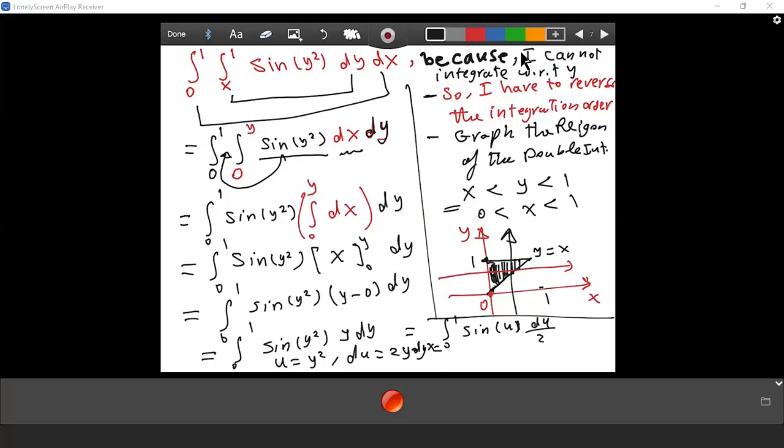You have half outside. What is the integration of sine? It is minus cosine. And instead of u, you have y squared. So this is not u, it is y squared, right? And you have to put the bound y from 0 to 1. Okay. Now, what is the value when you substitute by 1 and 0? You will get the value of the integration. Okay. Is it clear? Okay, let's go for this example.